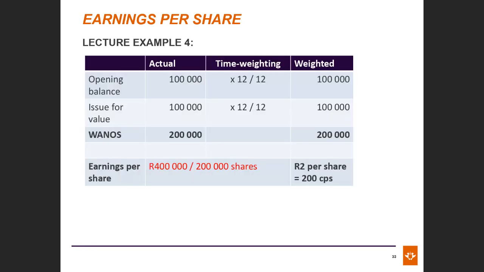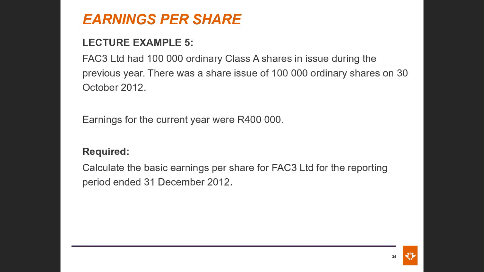Now, when we go to the next example, we'll see that it's a bit different, and we can compare it to the previous example. So if you go to lecture example 5, here FAC3 had 100,000 ordinary Class A shares in issue during the previous year. There was a share issue of 100,000 ordinary shares on 30 October 2012. Earnings for the current year were 400,000. Calculate the basic earnings per share for FAC3 Limited for the reporting period ended 31 December 2012. So who can tell me here what our earnings per share would be?